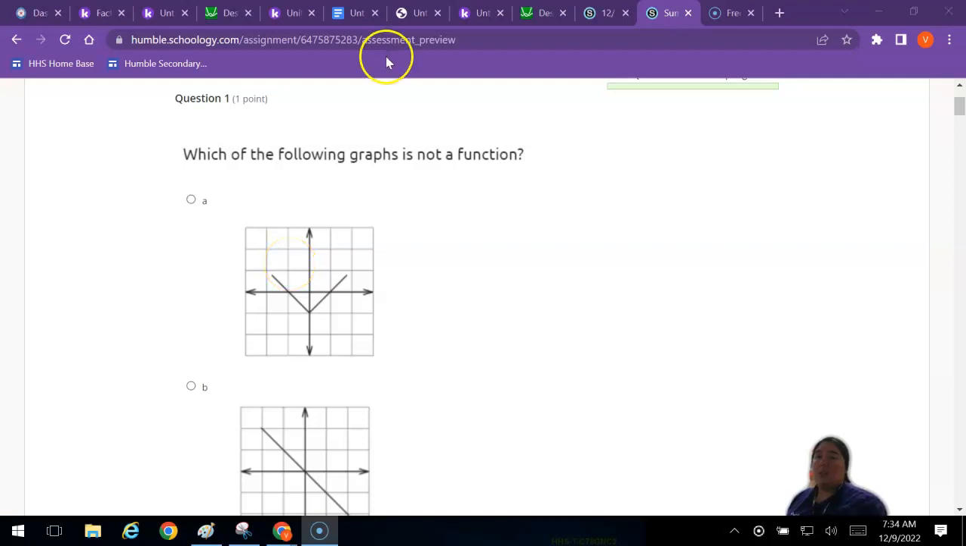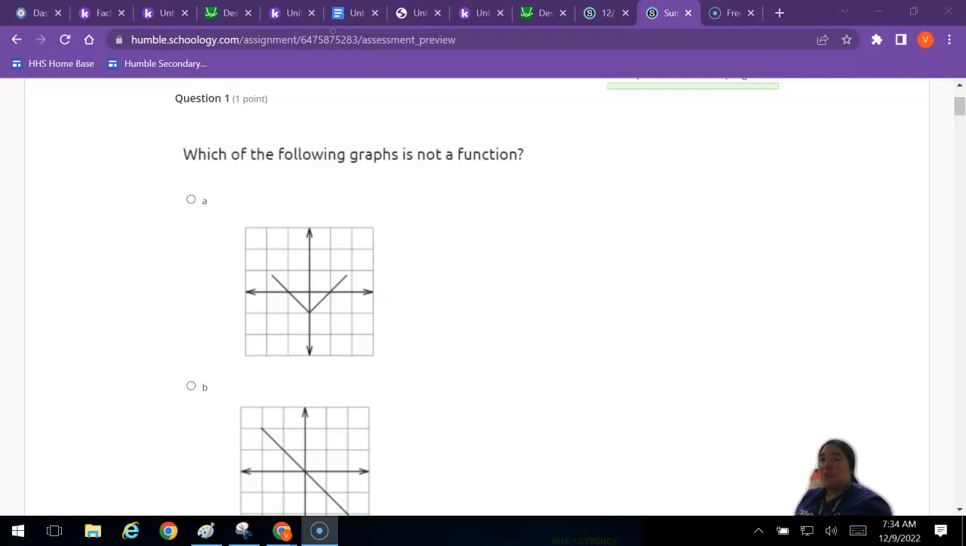All right, so we're starting on this review 2, right? And it says, which of the following graphs is not a function? If you have to tell through a picture, it's super easy because all you have to do is a vertical line test. Take your pencil and hold it against the graph like this, a vertical line. That's a vertical line test. If it touches my pencil more than once as I go along, it won't be a function.